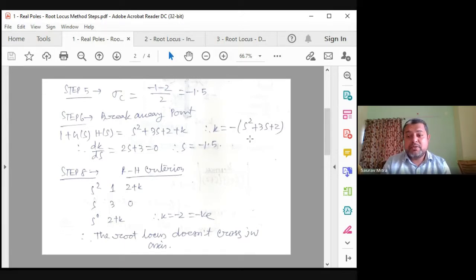What is step 8? In step 8 we are taking this characteristic equation s square plus 3s plus 2 plus k, and we are trying to find out by Routh-Hurwitz criterion the value of k for which the root locus is going to cross the j omega axis. That means k marginal and omega marginal, the frequency and the gain at which the root locus crosses the j omega axis and enters the right hand side of S plane, we have to calculate from step 8.